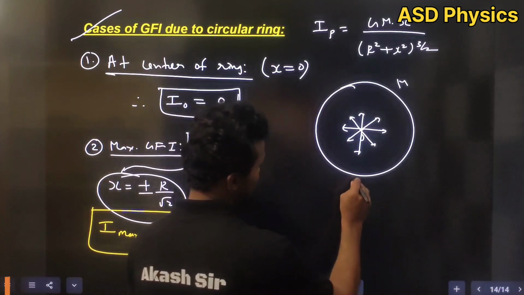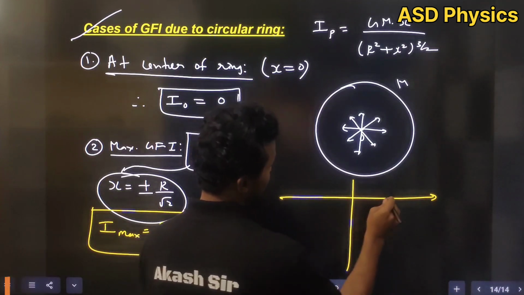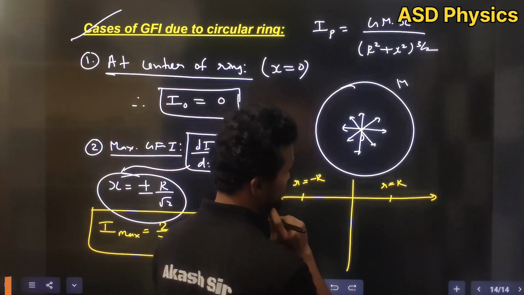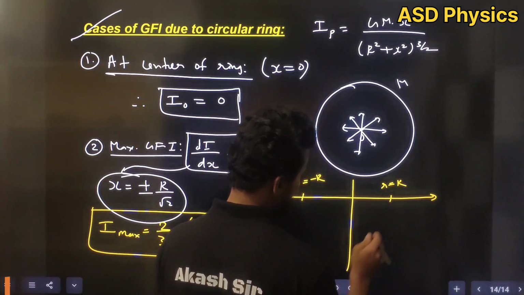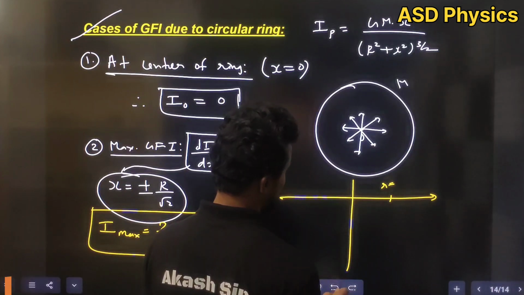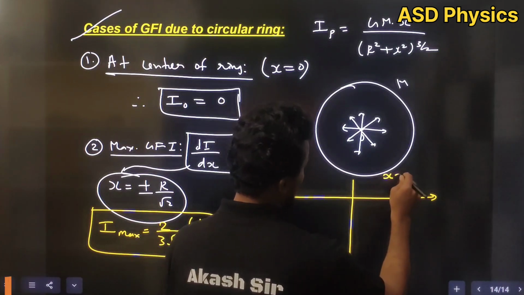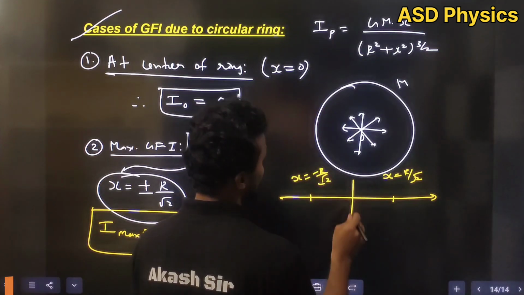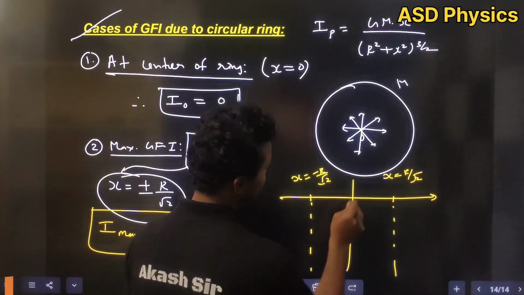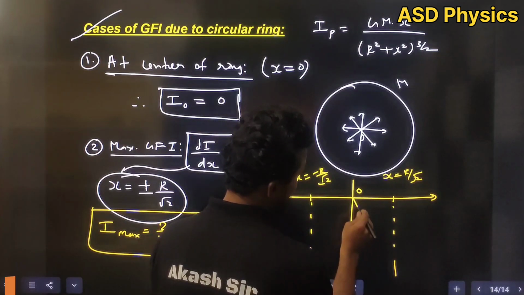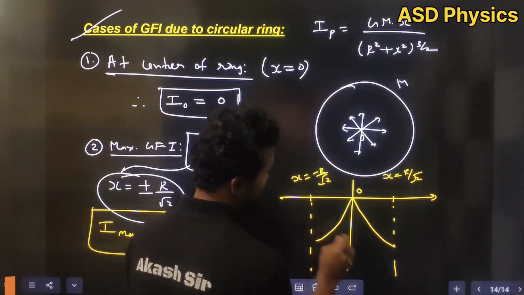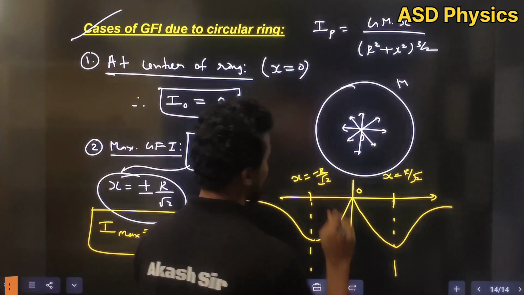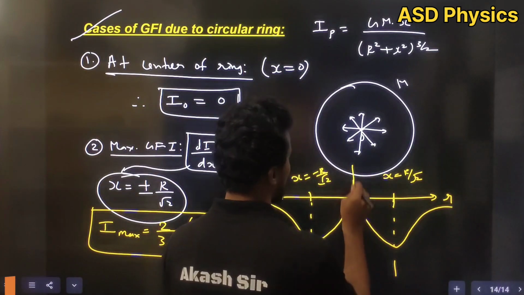If I draw the GFI due to the ring, GFI will always be towards the mass. So we write R by root 2 here, as I told you, x equal to R by root 2, and here x equal to minus R by root 2. If I draw from the center of the ring to R by root 2, it will increase like this, not a straight line, a little bit curved. After that it will go like this. After that it will go like this. So this is the GFI diagram due to the ring.